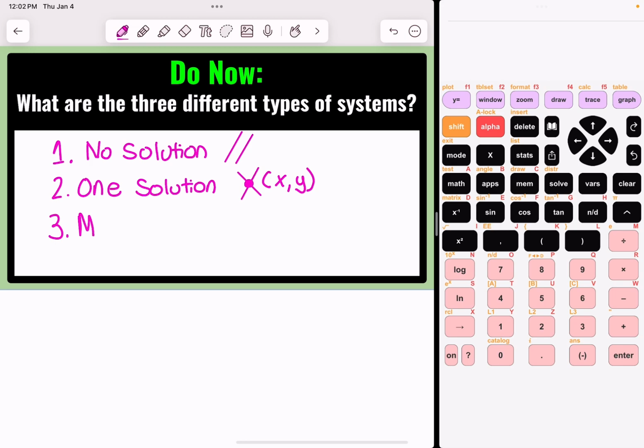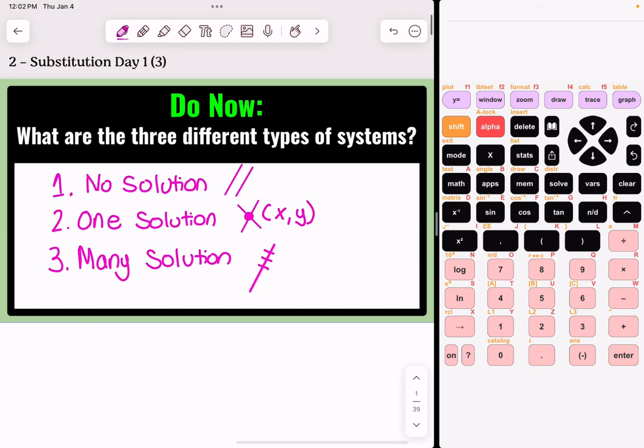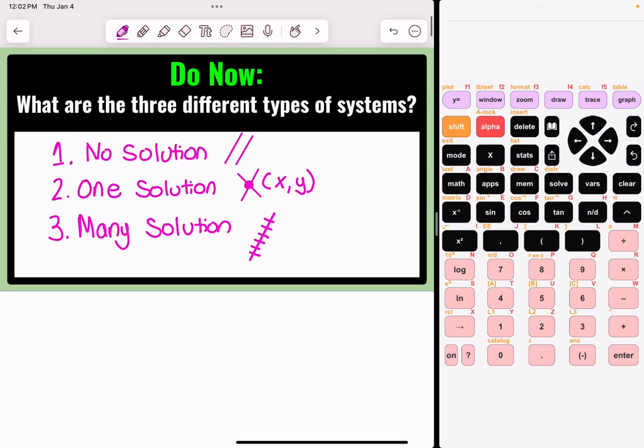And the third one happens when there's many solutions. This happens when you graph something and it's the same exact thing graphed. So you'd have one and the same thing is graphed on top of it. That is many solutions, because since it's the same exact graph, it crosses many, many, many times. So that's just a little review.